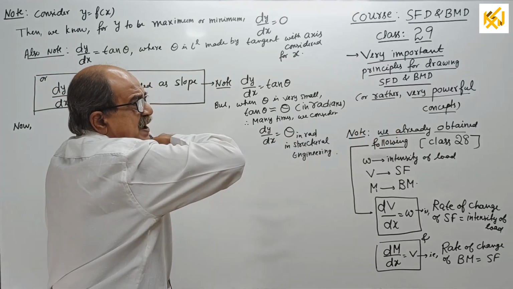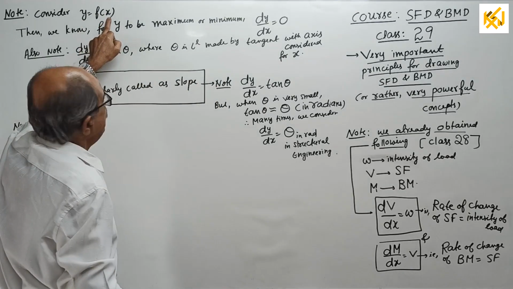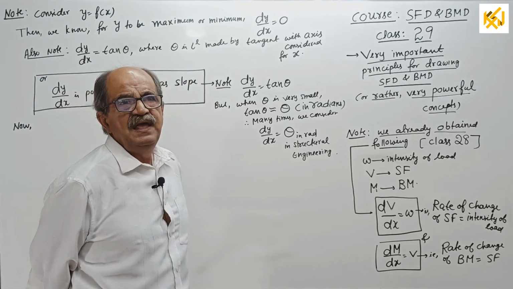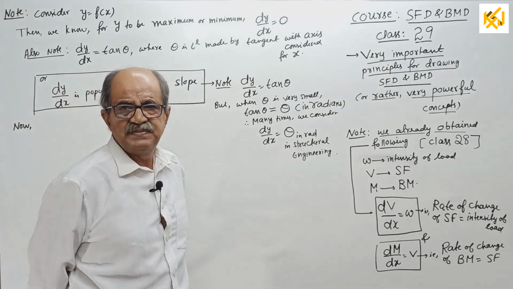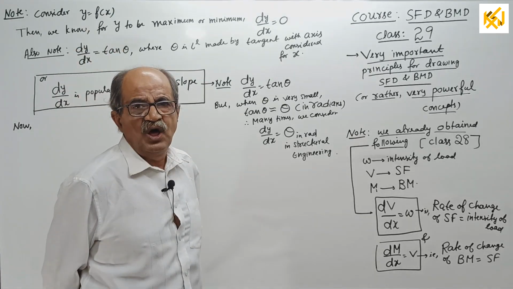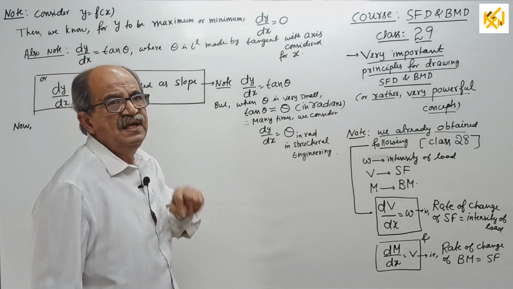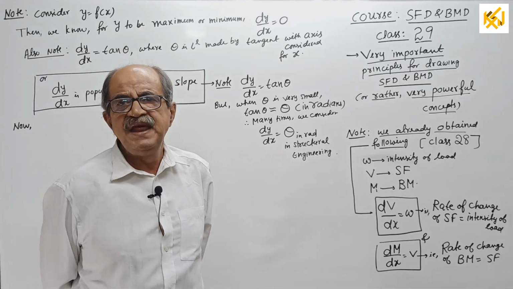Imagine x is this way. Anyway you can take x. This is y. Y is a function of x. Here, if x power is 0, then y is constant. If the highest power of x is 1, variation of y will be linear.